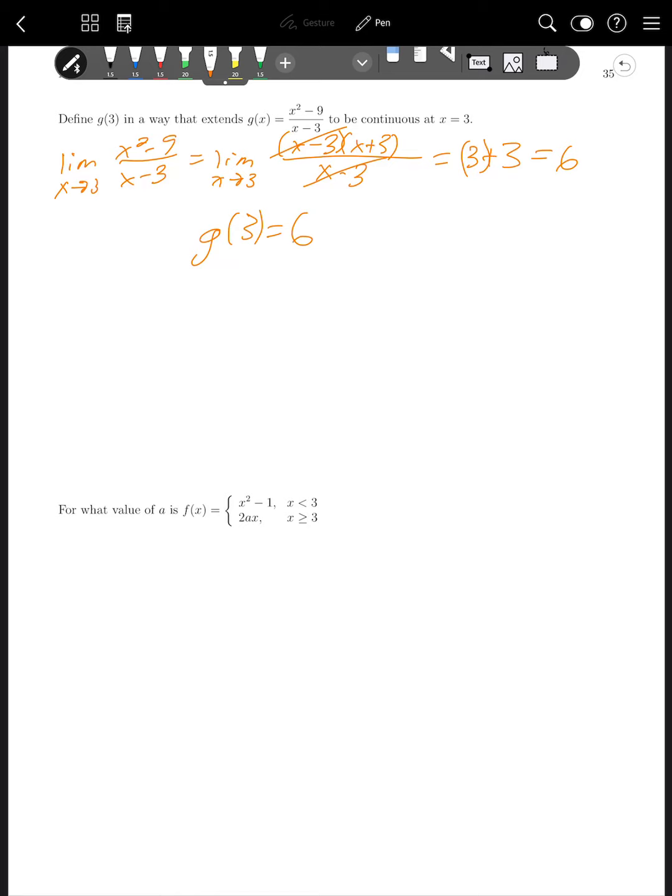And then for this one, these two just need to be equal at 3 when x is 3. So that would be 3 squared minus 1 equals 2a times 3. And then we solve. So this would be 9 minus 1 equals 6a. So 8 equals 6a, divide by 6, and a equals 4/3. Okay, and that's all there is to that.